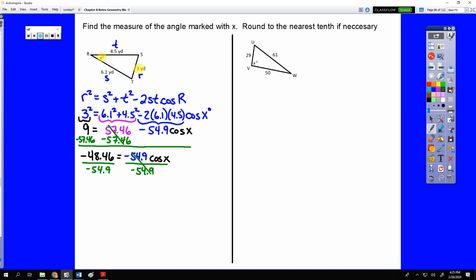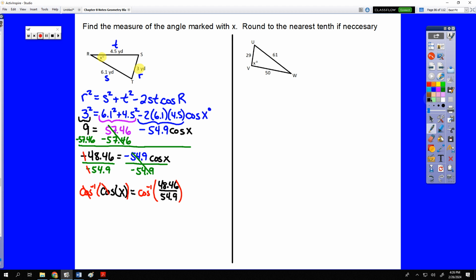Again, there's no point in turning that into a decimal. Leave it as a fraction, just cancel the negatives. Negative divided by negative is a positive. So the cosine of x, which I'm actually wishing I'd left a little bit more space than that. There we go. Cosine of x is equal to 48.46 over 54.9. And we get rid of the cosine by taking the arc cosine of each side.